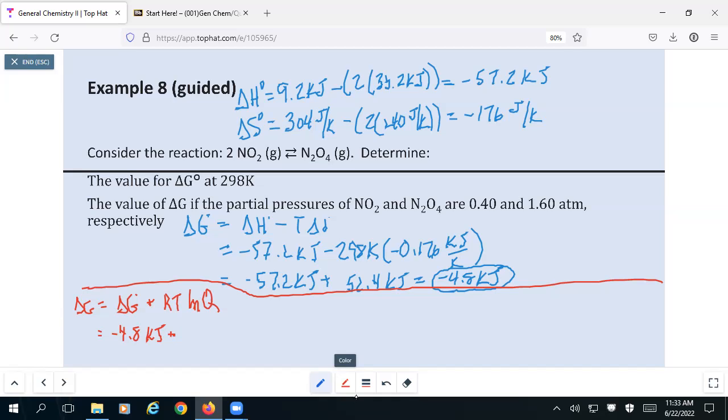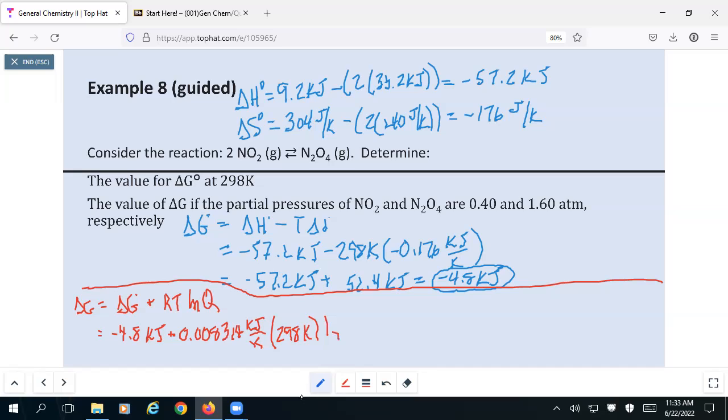R is 8.314 joules per Kelvin mole. So we'll have to switch that to kilojoules as well. 0.008314 kilojoules per mole Kelvin. Let's assume that we're still at 298 Kelvin, even though it has not been said otherwise one way or the other.